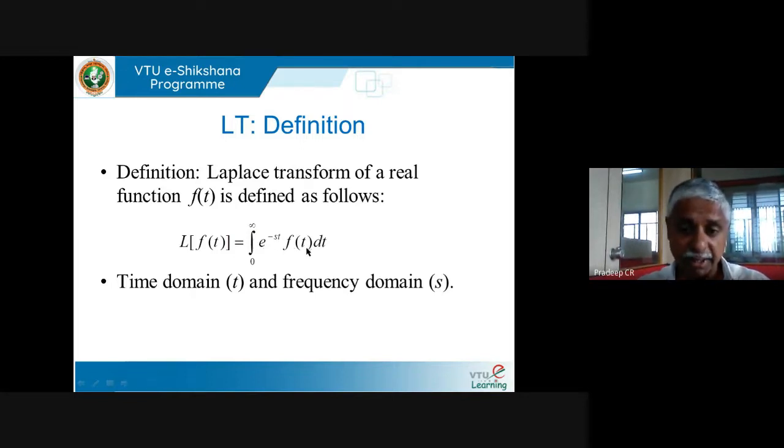So right now, the definition of L of f(t) is: you take this function e to the power minus st, multiply by f(t), whatever function is given, and integrate with respect to t, with t varying from 0 to infinity. So what I get on the right hand side is a function of s. t vanishes from the right hand side because I'll get some expression in t, like t squared plus t cubed, but then t has to vary from 0 to infinity. So I'll substitute the value of t as infinity and then as 0. So t won't appear finally. The only thing which appears is s, which means it's a function of s.